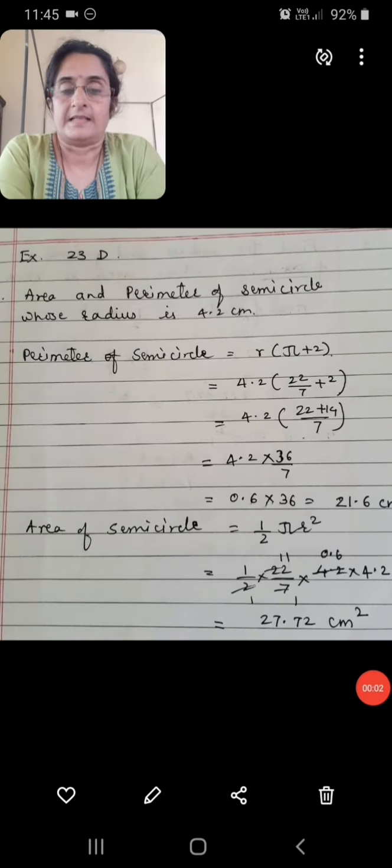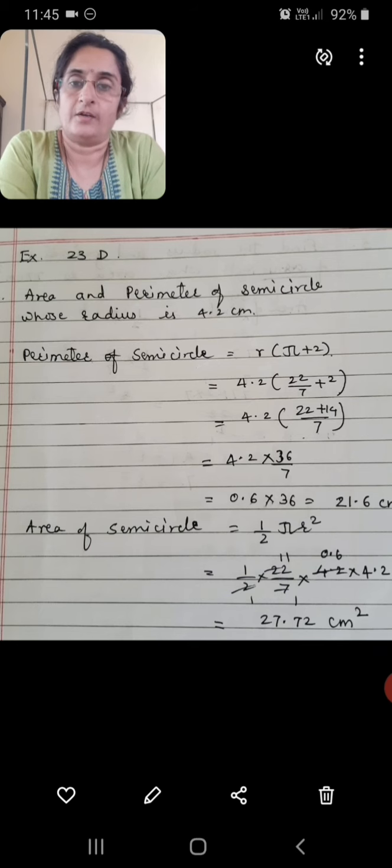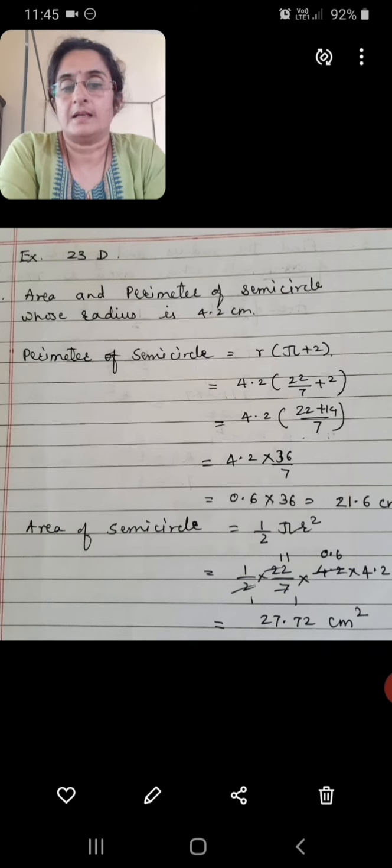Now let us start with the new exercise, that is 23D. In this exercise, we are going to learn how to find out the area of the semicircle and the perimeter of the semicircle. Now you know what a semicircle is. A semicircle is exactly half of a circle.